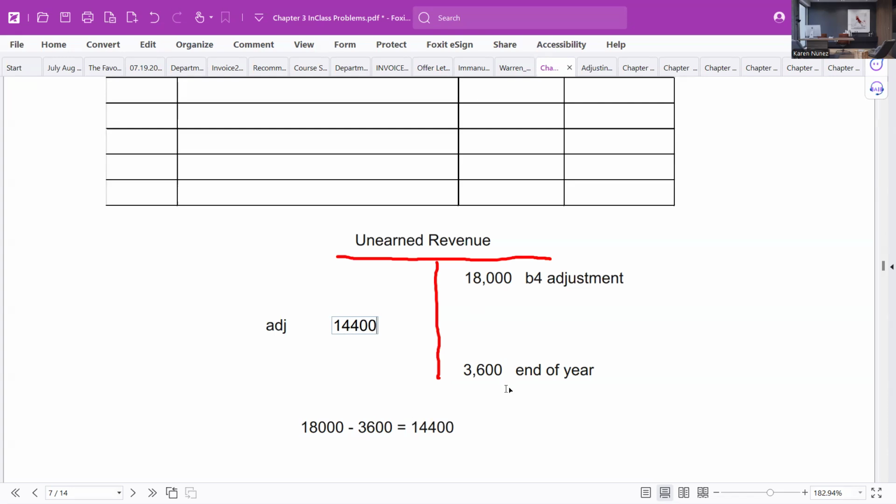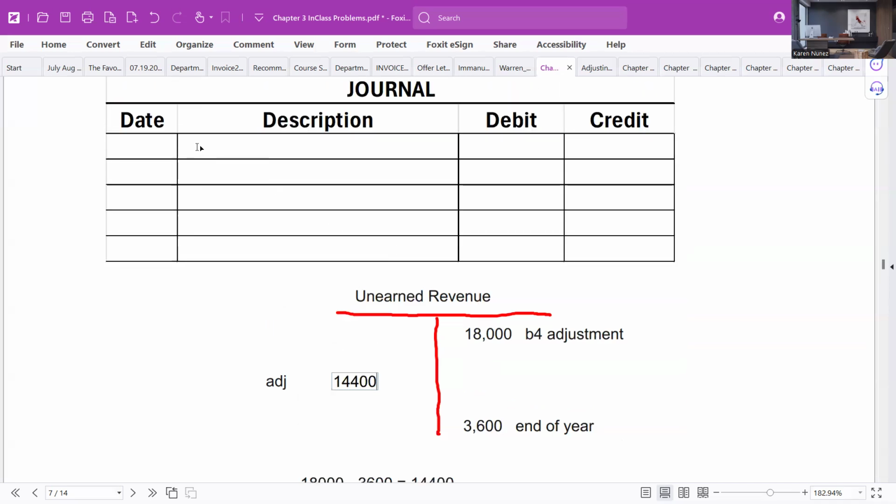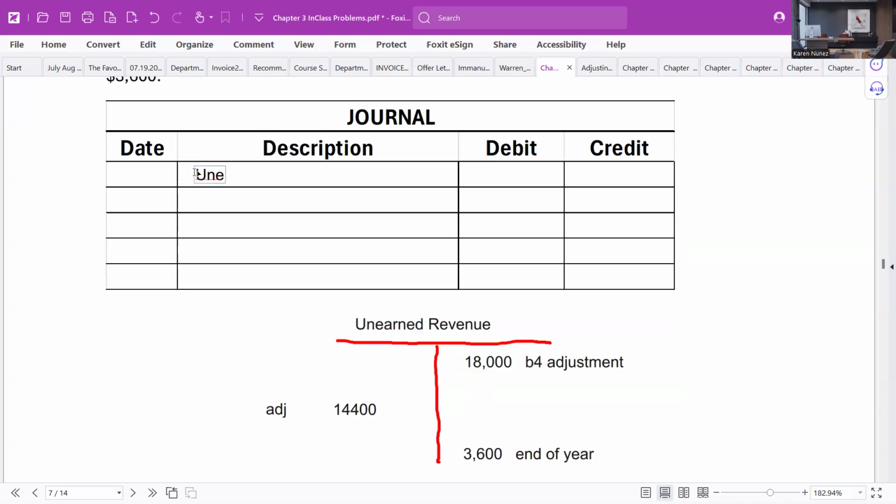So the adjusting entry for unearned revenue, we need to reduce the liability. That's why we're debiting it, right? That's how you reduce the liability. And we've got to credit that revenue account. So our adjusting entry here, unearned revenue, $14,400. And we recognize the revenue, fees earned, $14,400.